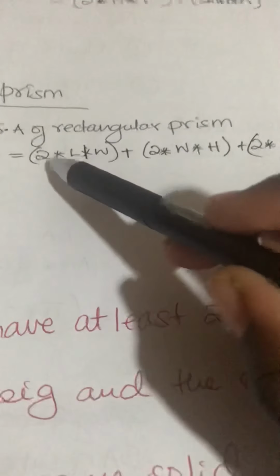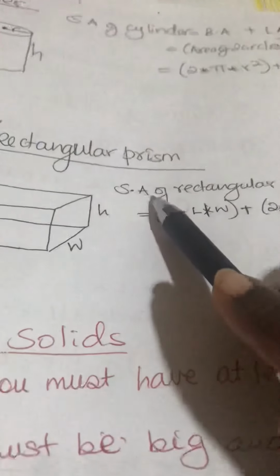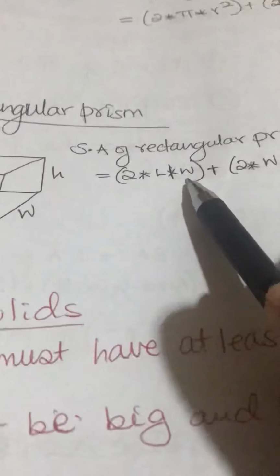Why am I multiplying by 2? Because there's 2 of each. There's one in front, one at the back. One on the floor, one on top. One on the right, the other one on the left. So that's why each bracket has 2. Okay? So that tells us how to find the surface area. You multiply to find your areas, and then you add your areas up together.